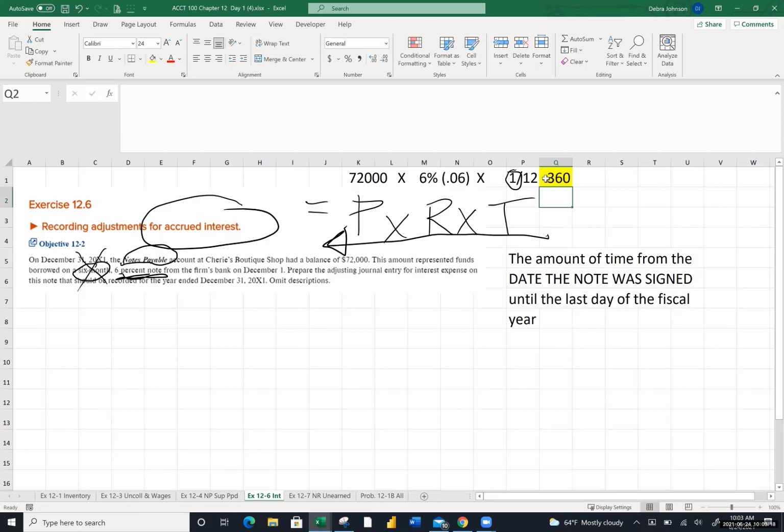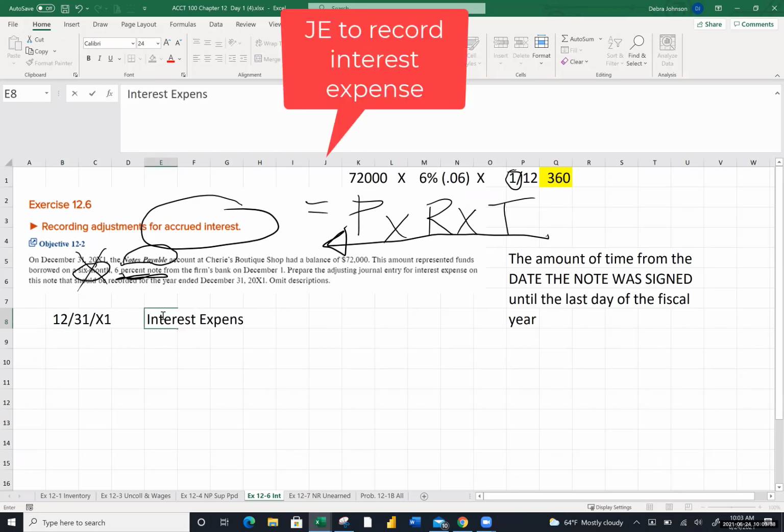360. Okay, this is money that we owe to somebody else. How do I know that? This word payable. This is some debt that we owe. GAAP says you got to record the interest. So we would date this the last day of the fiscal year, and then we would put the interest on our books. Interest expense and interest payable.